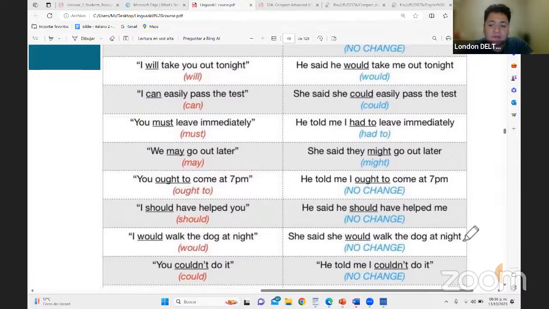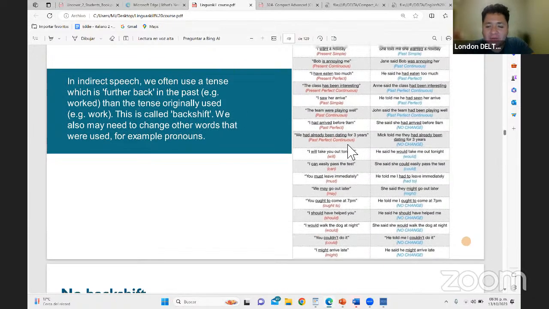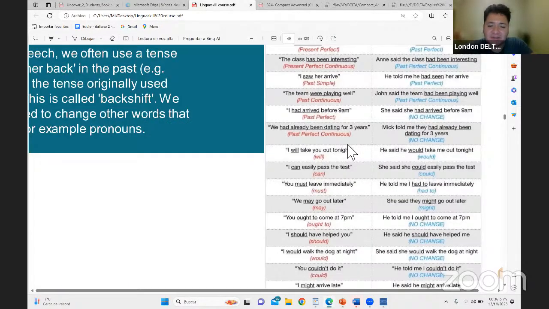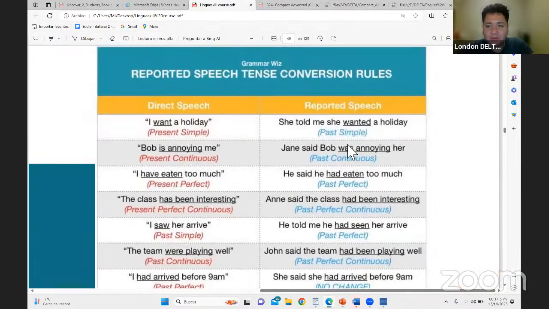This rule, this is something that we call, remember, backshift. And what is backshift? Trying to go one tense back in the past. Okay, so this is the first thing we need to understand about reported speech. Reported speech has these rules. When you repeat what other person said, try to use backshift, especially because in formal English and written English, it's the correct thing to do.